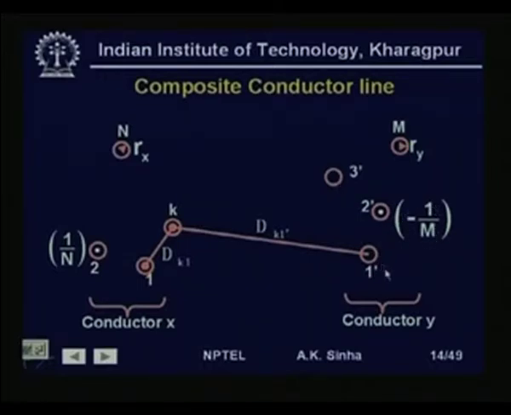These are depicted as 1 dash, 2 dash, 3 dash up to m dash, and r y is the radius of each subconductor. The distance of any subconductor to other subconductor is denoted by, like from subconductor 1 to subconductor k in conductor x, it is d k 1, and from subconductor k in conductor x to subconductor 1 dash in conductor y, it is d k 1 dash.